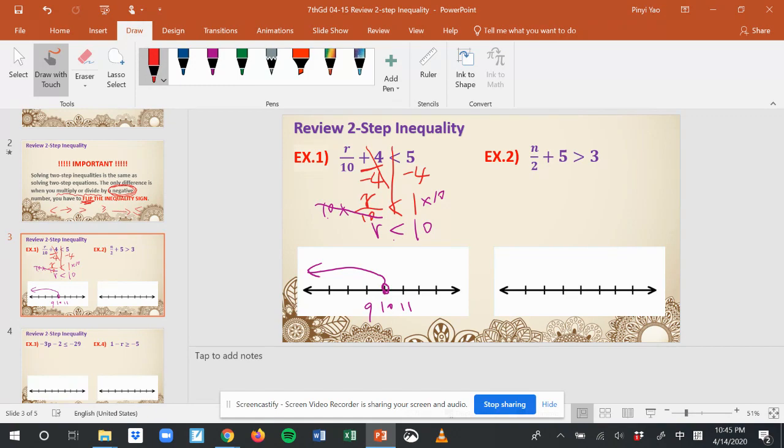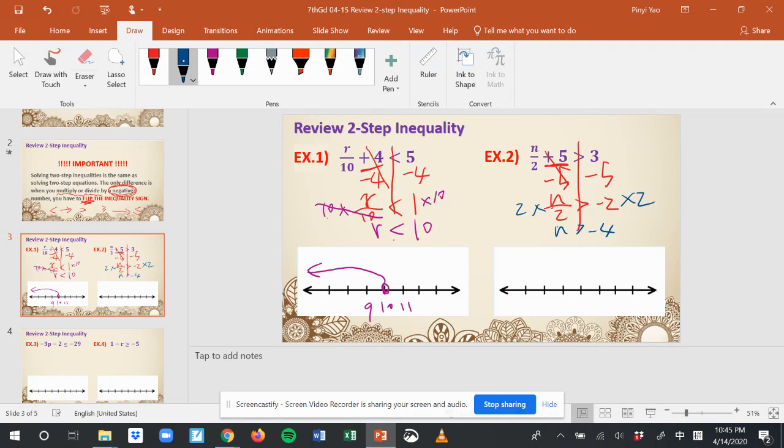Now second one. Same thing, draw a line. The 5 is further away, so we need to get rid of the plus 5 by subtracting 5 on both sides. That cancels, we got n over 2 is greater than negative 2. Next thing, we do have a over 2. We need to get rid of it by multiplying by 2 on both sides. We got n is greater than negative 4.